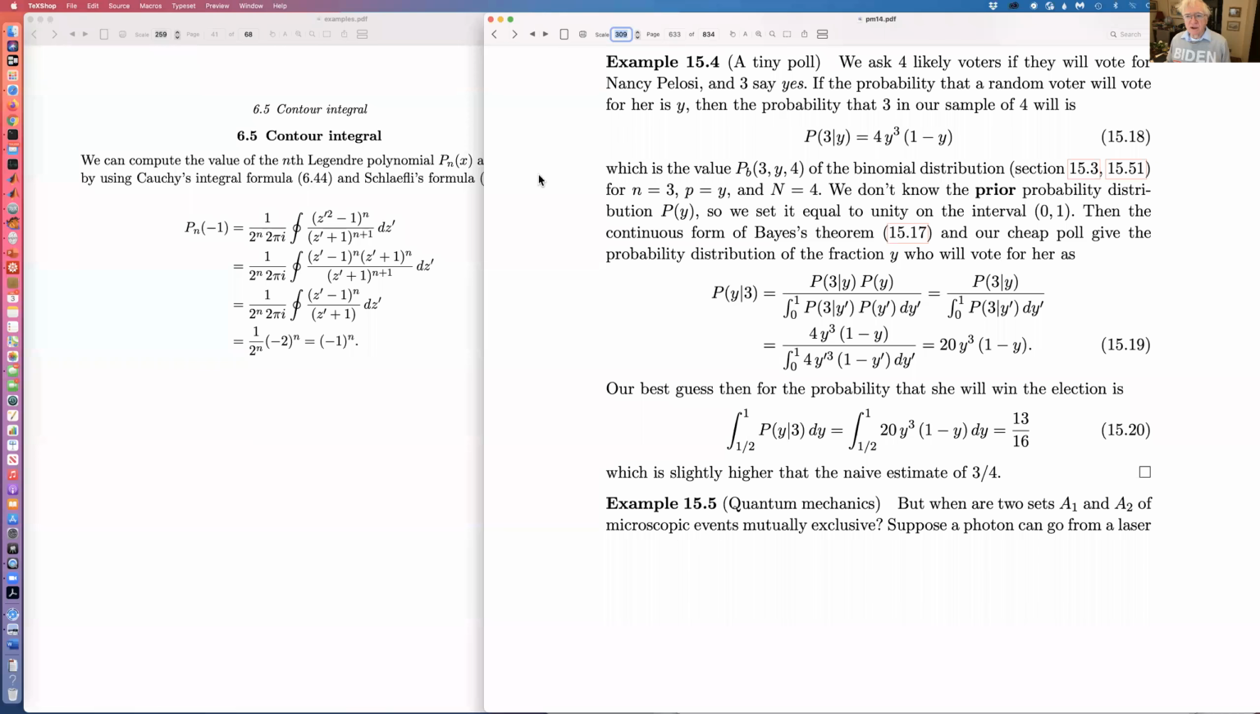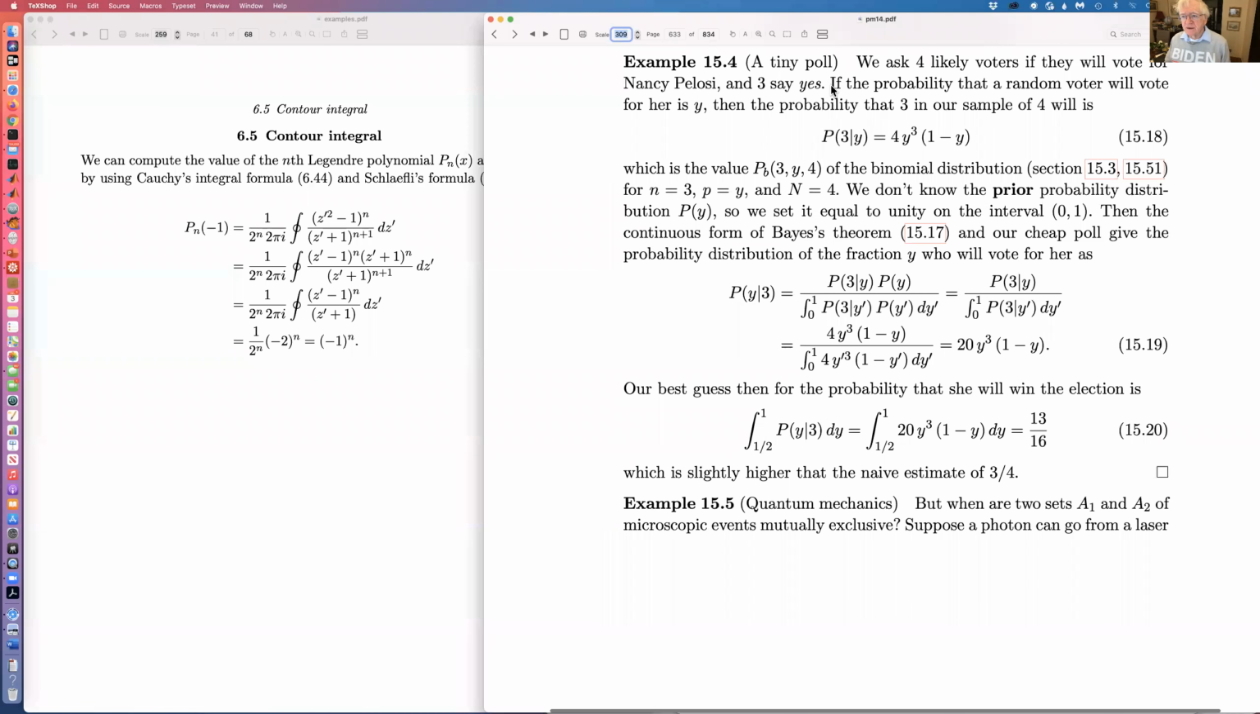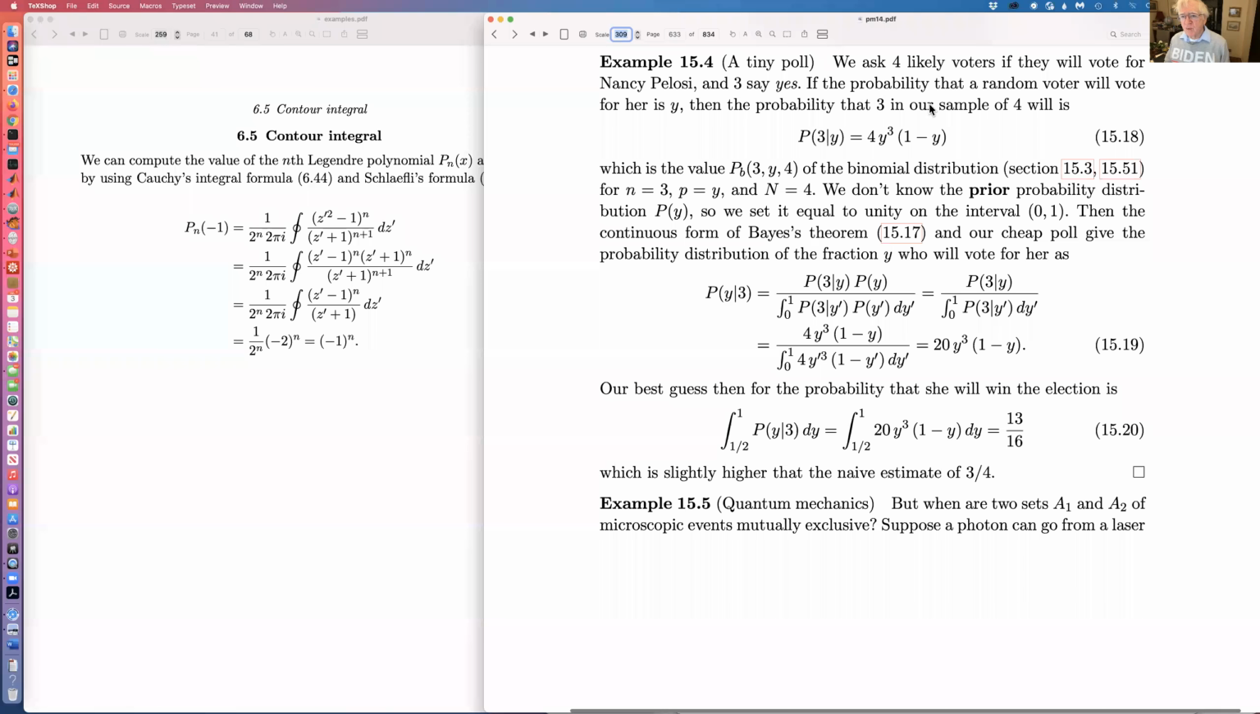A tiny poll. We asked 4 likely voters if they will vote for Nancy Pelosi, who's the US representative from one of the districts of San Francisco. And 3 of them say yes. If the probability that a random voter will vote for her is Y, then the probability that 3 in our sample will is given by this. This is from the binomial distribution.